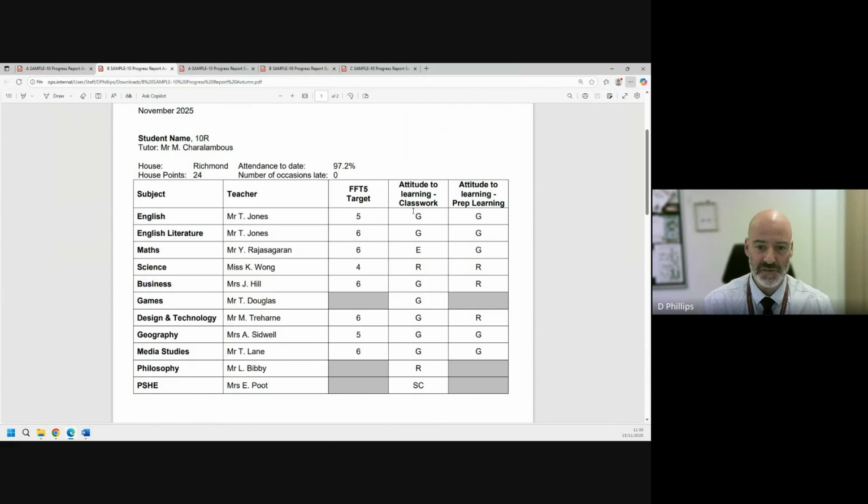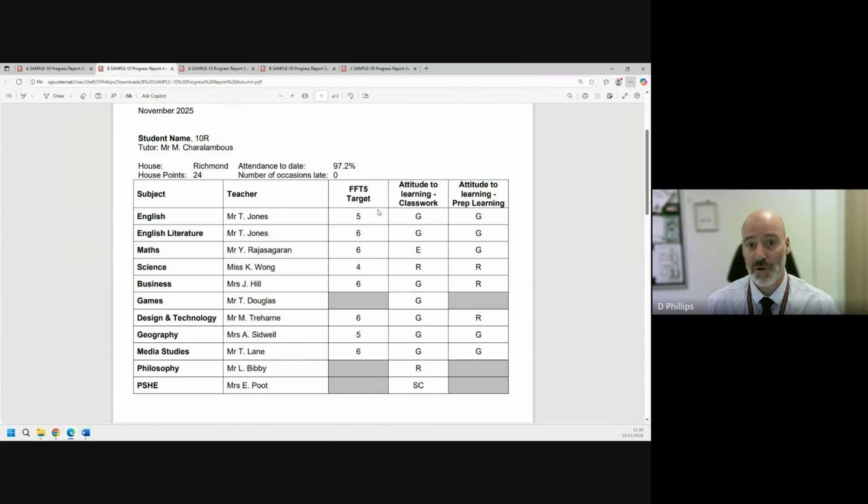So the attitude to learning grades for this student indicate perhaps this is a student who is not working as well in the class. We've got some requires improvements here. We've got some serious concerns in PSHE. So this would indicate that there is some intervention to be had with the student, either behaviourally, talking with the family, etc. So that is our November report.